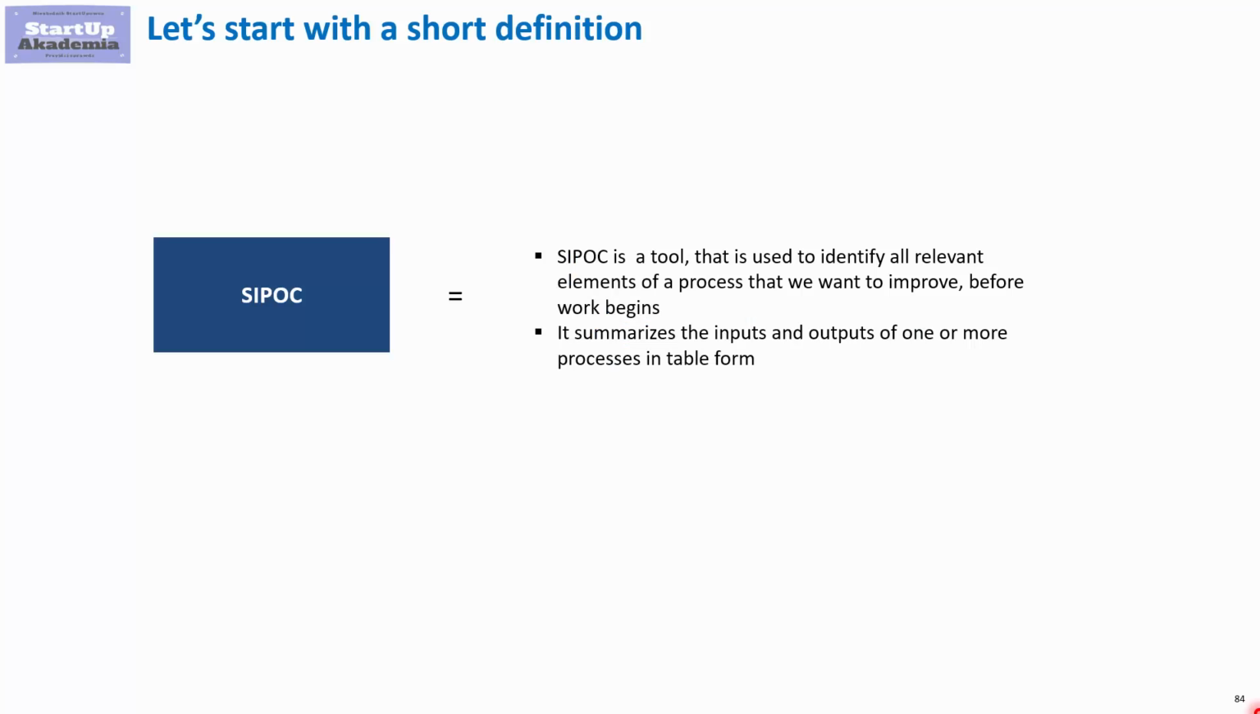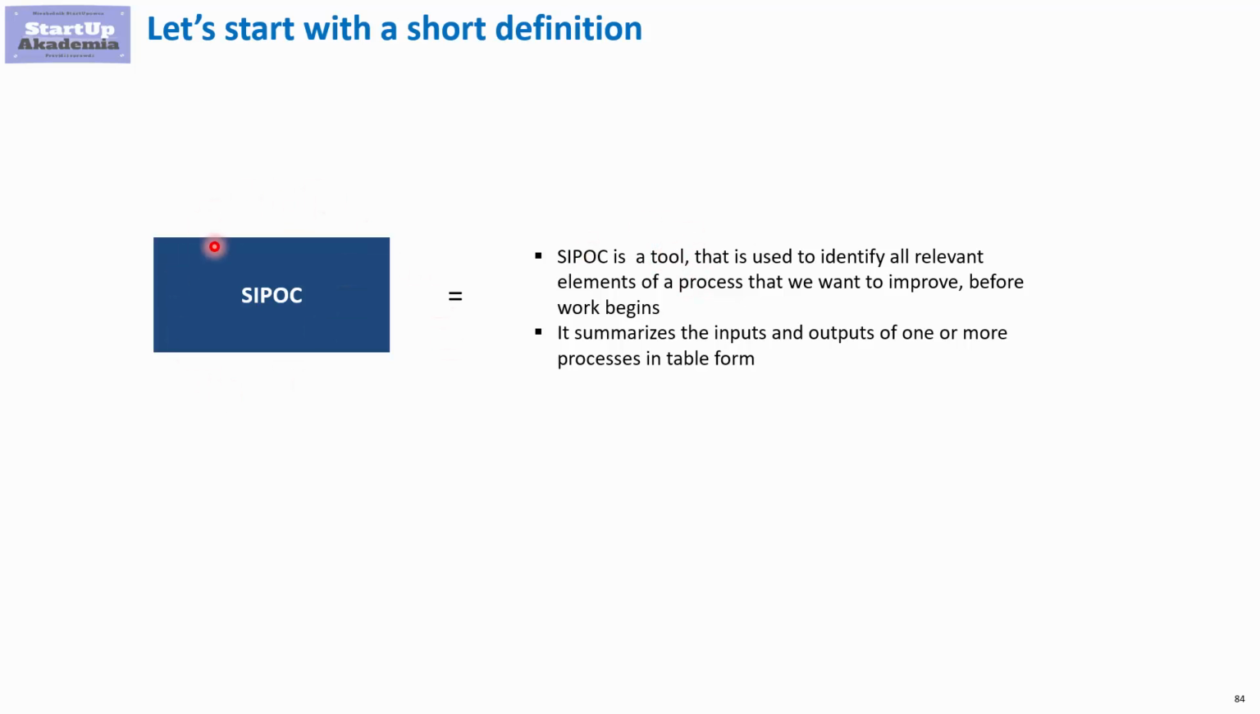Now let's have a look what a SIPOC is. This tool is widely used in Six Sigma when we are trying to define the problem and we want to understand how the process looks like. SIPOC identifies main elements of the process in a structured manner, and we usually would like to do that before we start improving the process, so we know all the most important elements around the process.